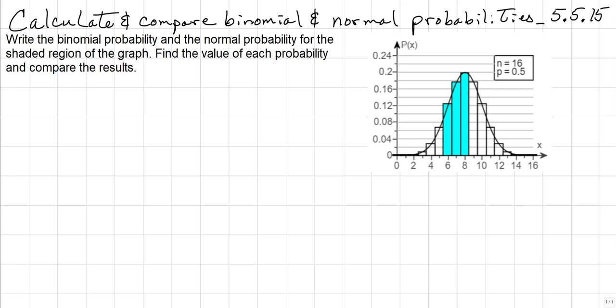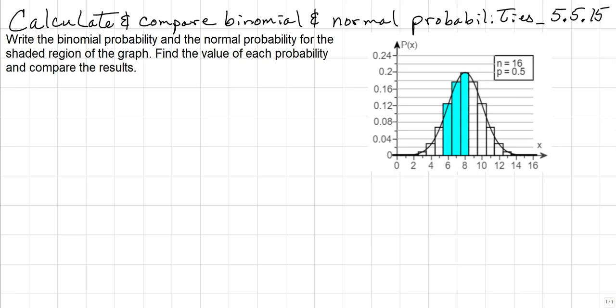In this video, we're going to calculate and compare binomial and normal probabilities. The problem states: write the binomial probability and the normal probability for the shaded region of the graph at the right, find the value of each probability, and then compare the results. The reason we're going to do this is because when certain conditions are met, we can approximate a binomial probability using a normal probability.